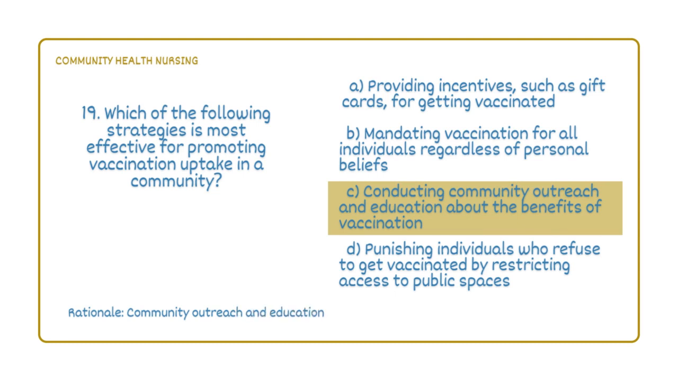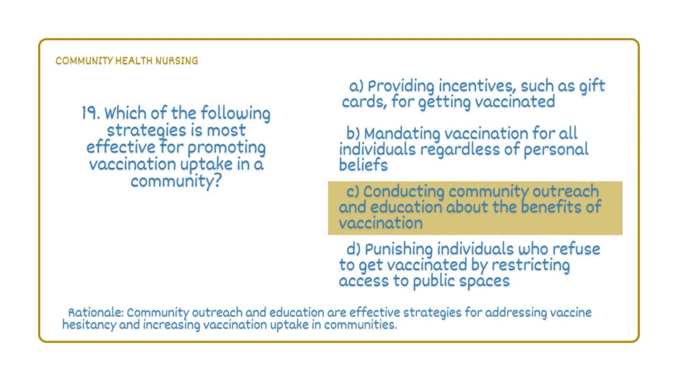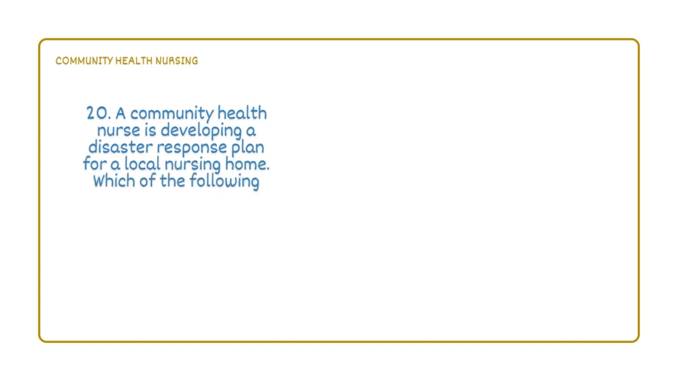Rationale: community outreach and education are effective strategies for addressing vaccine hesitancy and increasing vaccination uptake in communities. 20. A community health nurse is developing a disaster response plan for a local nursing home. Which of the following considerations should be prioritized?